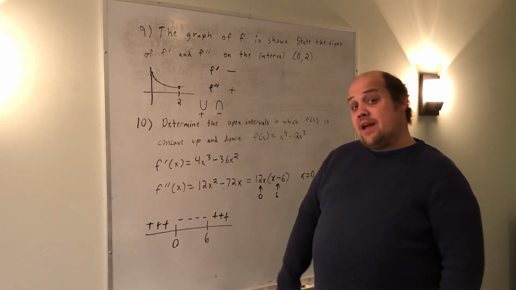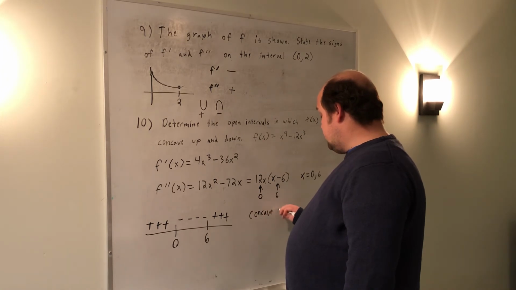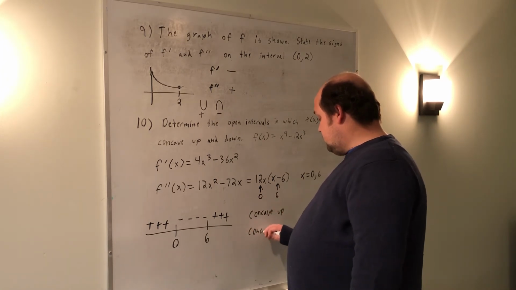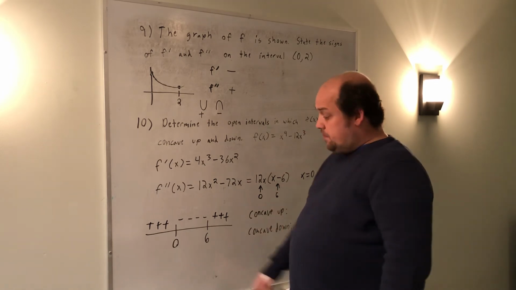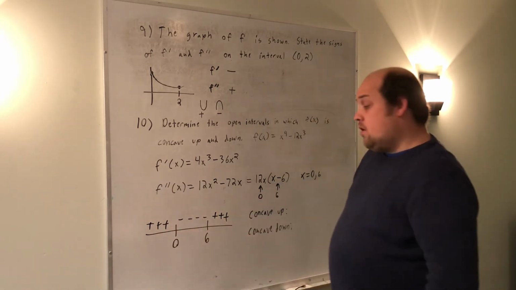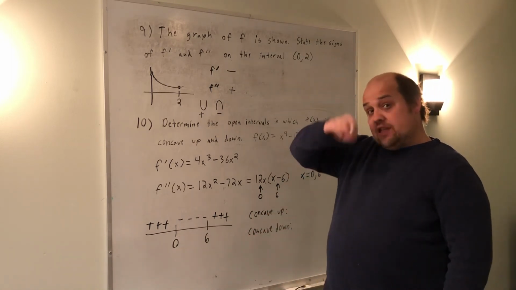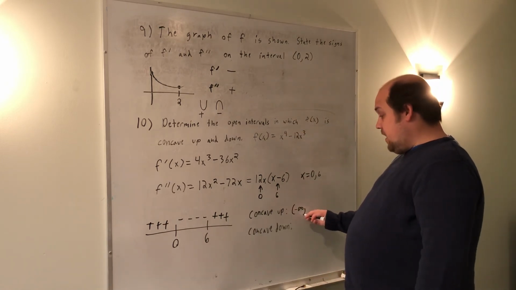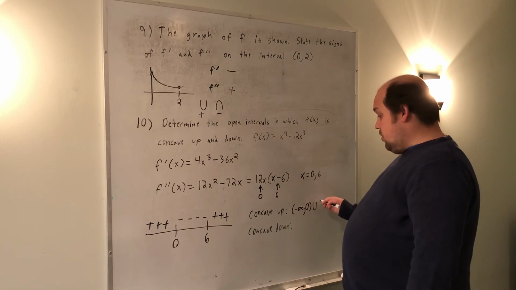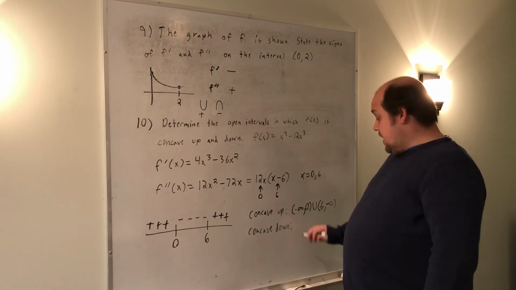Now that I've got my number line, I just need to translate it into concave up and concave down. Concave up is wherever I see pluses, so here and here. When I want to combine two sections like that in interval notation, I use the U for union to say both are represented. So it's both from negative infinity up until 0, union from 6 up until infinity. For concave down, it's just from 0 to 6.